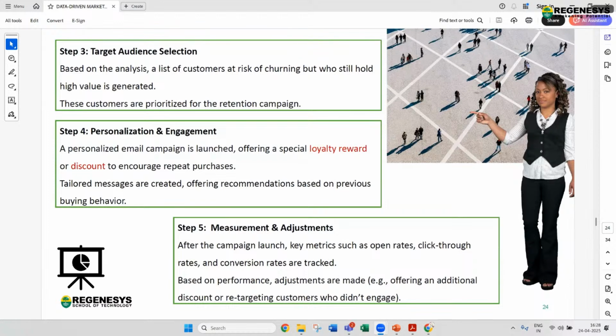Based upon this data analysis, we come to know the list of customers. Once we know the list of customers, then we have to think how to retain them. To retain that group of target audience, we need to think about the retention campaign. In this case study, wonderfully, they personalized an email campaign, and that email campaign was launched. It offered a special discount rate to those churn customers, a loyalty reward. And not only the email campaigns, but tailored messages were created based on previous purchases, with other recommendations.